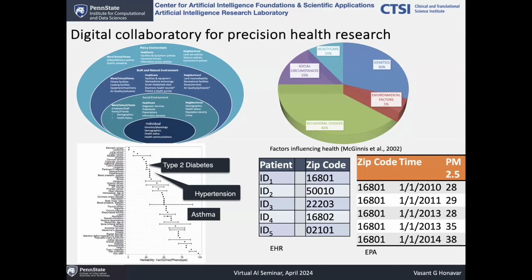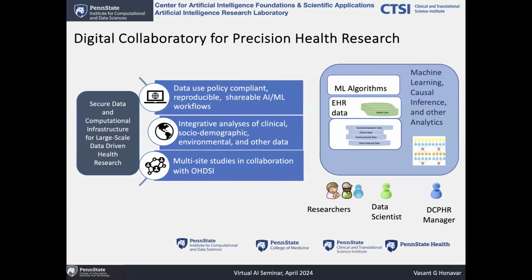So one of the holy grails in this area is to try to understand how these factors interact to determine the health outcomes. We've been working on creating some infrastructure and methods for tackling these problems, starting with the electronic health records data at Penn State Health. Over time, the goal is to bring in other types of data to tease away at these factors, the additional non-clinical factors that impact human health.